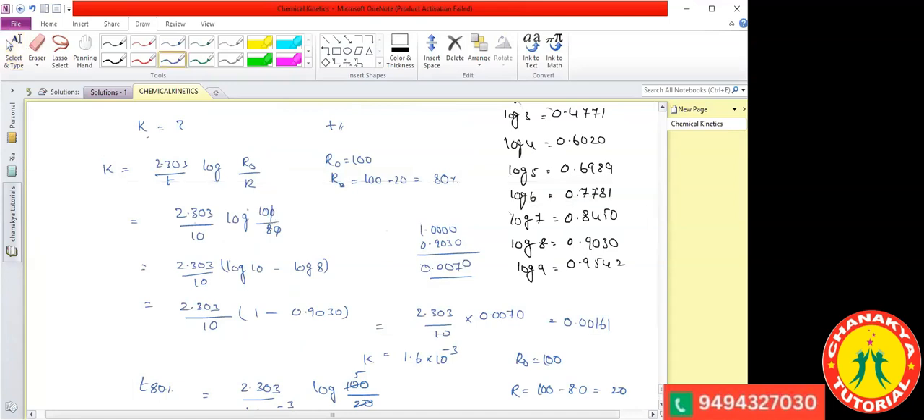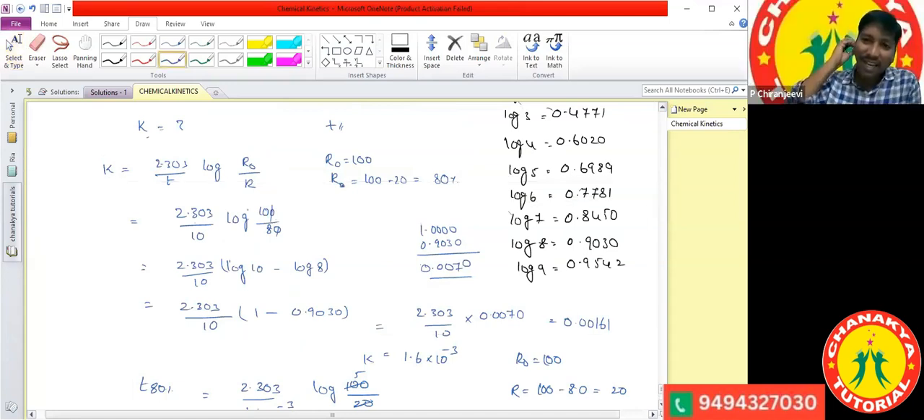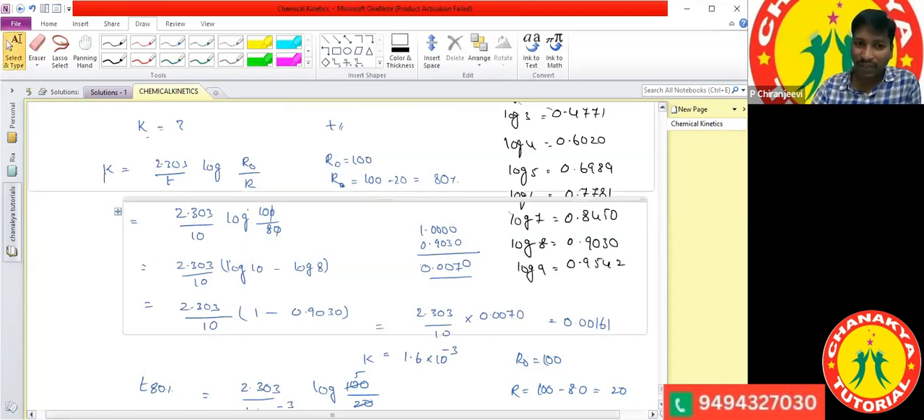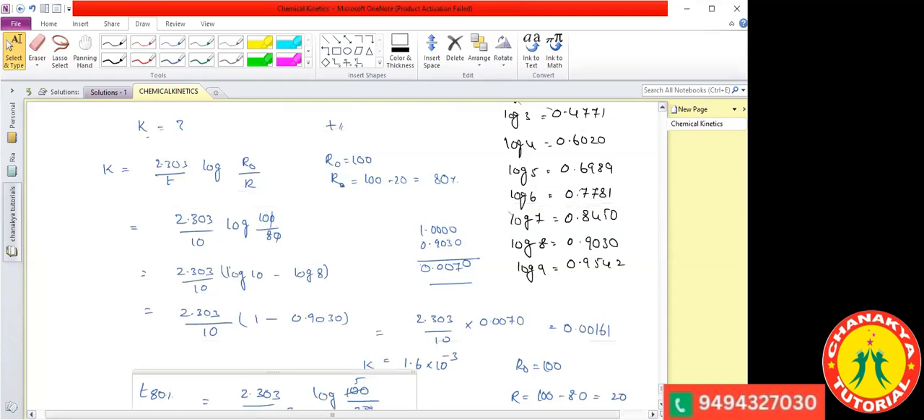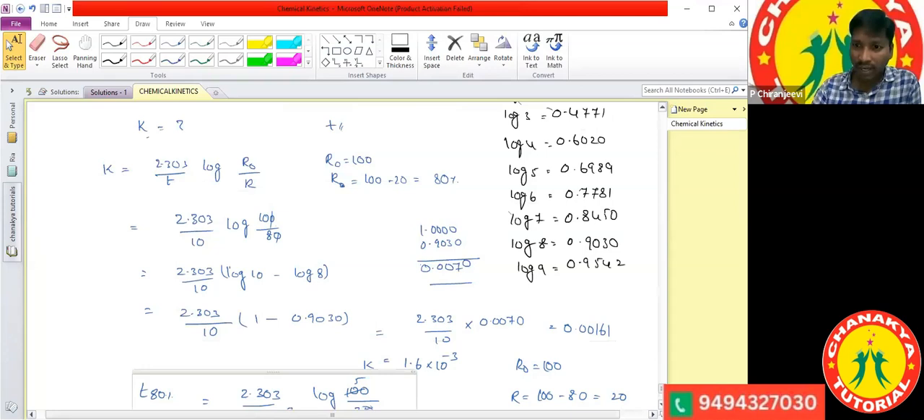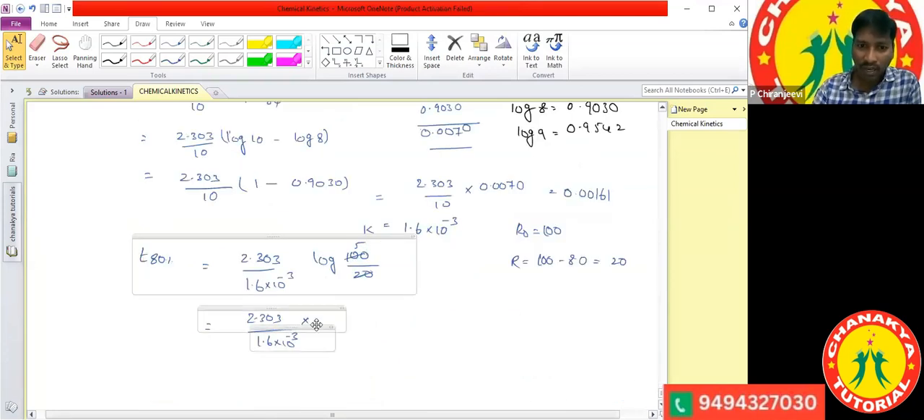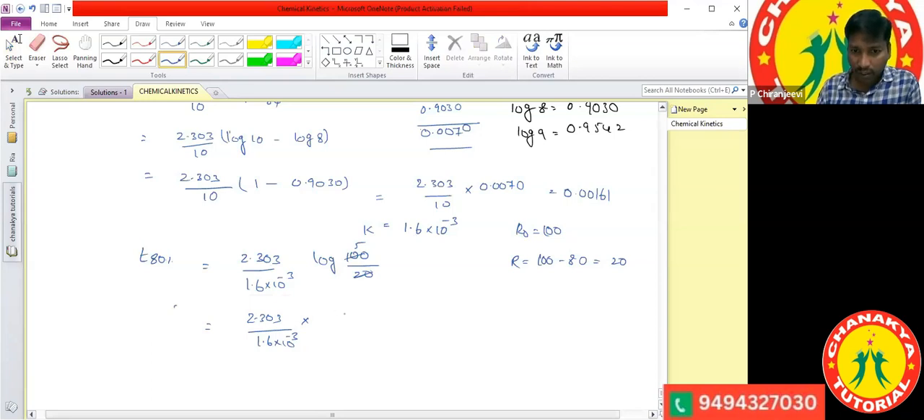Can you scroll up some? 0.6989. 0.6989 is the log 5 value. Then scroll down. Yes, sir, I just wanted to see the log value. What is the log value? 0.6989. Now if you simplify, how much will you get?